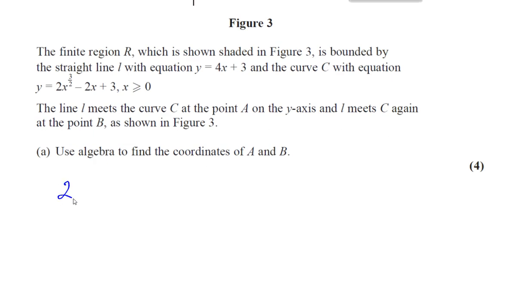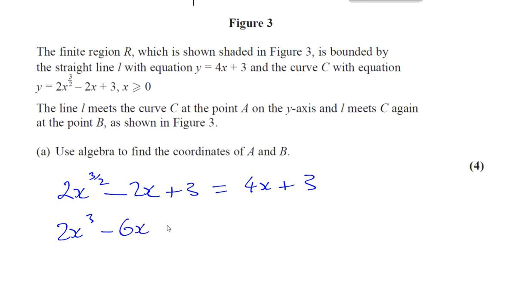So we've got 2x^(3/2) - 2x + 3 = 4x + 3. Now let's bring everything on one side. So you have 2x^(3/2), minus 2x minus 4x is minus 6x, and 3 minus 3 is 0. Divide everything by 2. So you have x^(3/2) - 3x = 0.